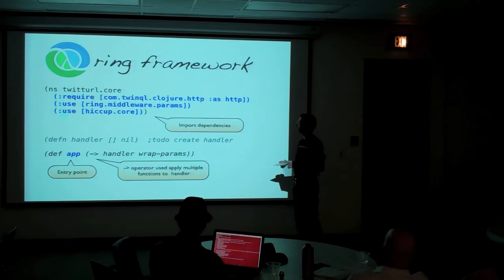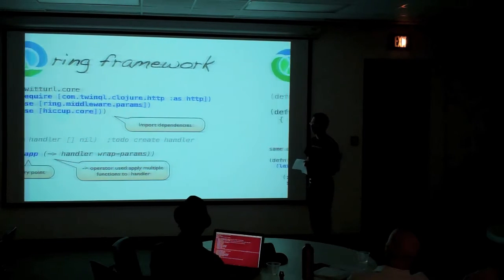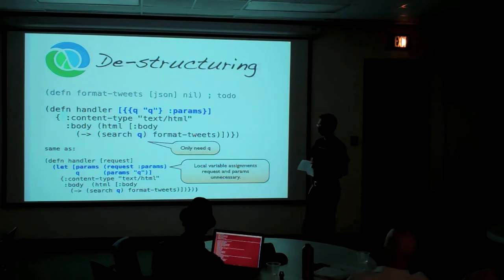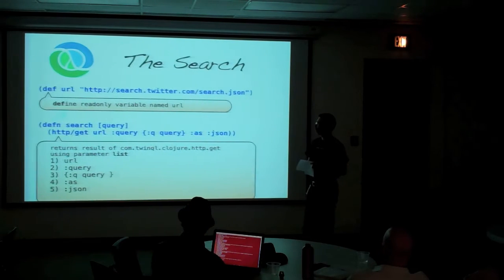We're going to use the Ring framework. The Ring framework will build a servlet to call our function to transform the HTTP request into a response. This first function basically just defines the chain of functions that will perform that transformation. To extract a query string, I'm using destructuring. Destructuring is a powerful Clojure feature that allows you to pull values out of simple data structures without introducing unnecessary variables.